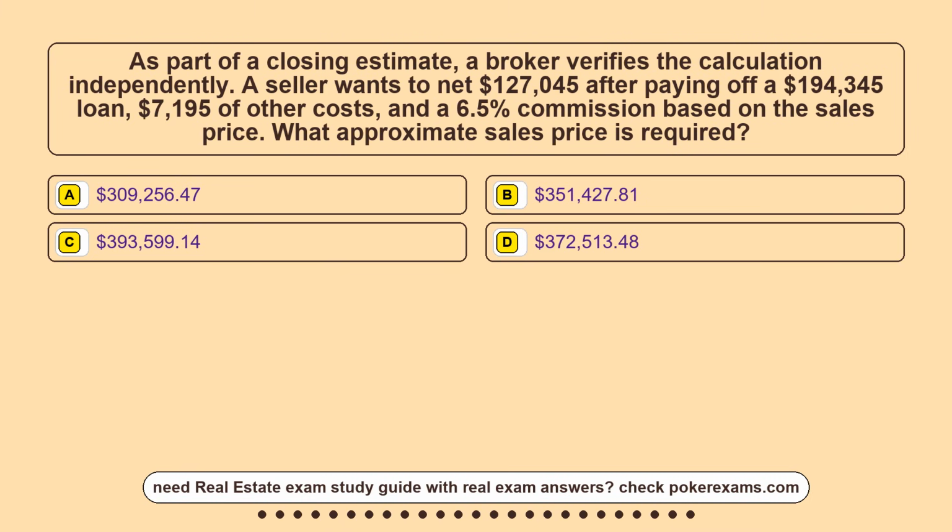Question 20. As part of a closing estimate, a broker verifies the calculation independently. A seller wants to net $127,045 after paying off a $194,345 loan, $7,195 of other costs, and a 6.5% commission based on the sales price. What approximate sales price is required?